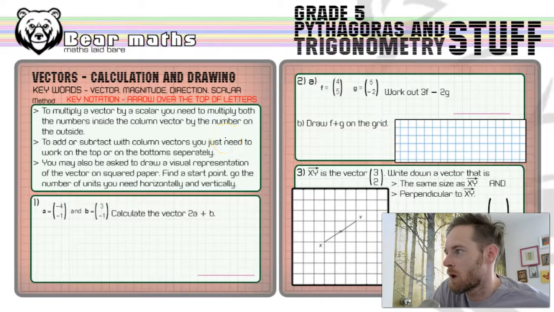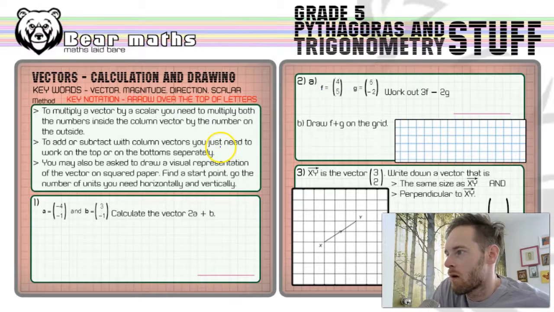So to multiply a vector by a scalar, you need to multiply both the numbers inside the column vector by the number on the outside. Pretty simple stuff actually, and the column vector is what we were introduced to in the world of translation. To add or subtract column vectors, you'll just need to work on the top or the bottom numbers separately. What I mean by that is the top adds to the other top, or the top is taken away from the other top, and the bottom is exactly the same.